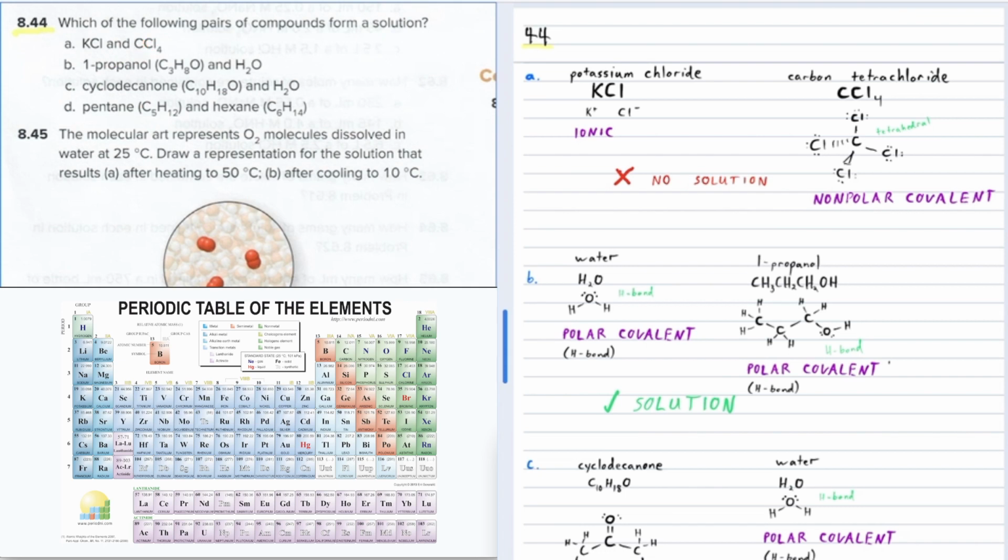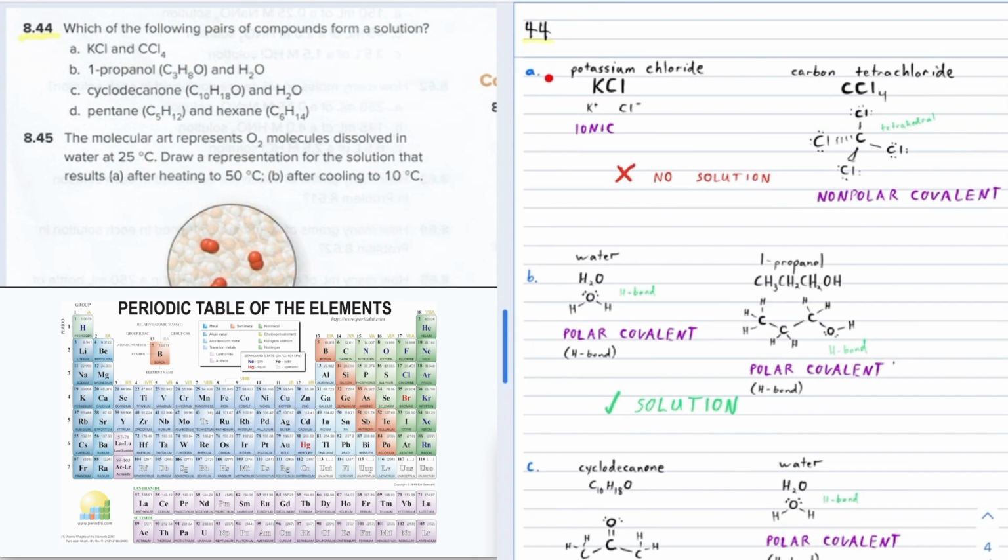Number 44. A. The first one is KCl, that's potassium chloride. This is an ionic compound, because you got the metal and the non-metal. And the charge on the potassium is +1, the chlorine is -1, so these are your ions. This is an ionic compound. So what about the other one?